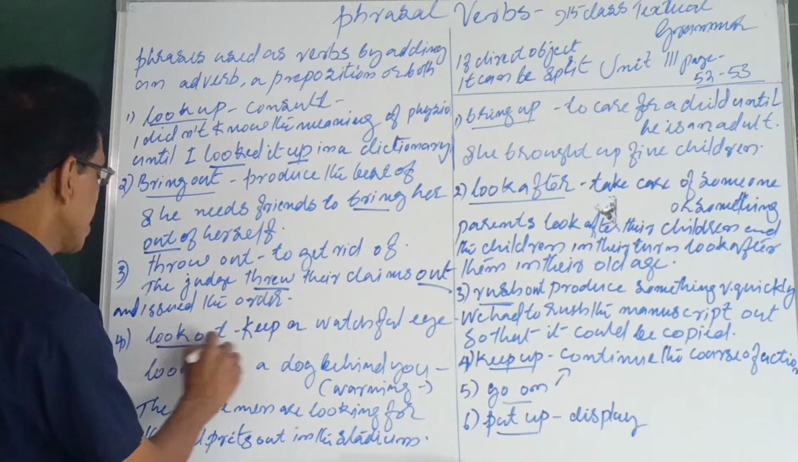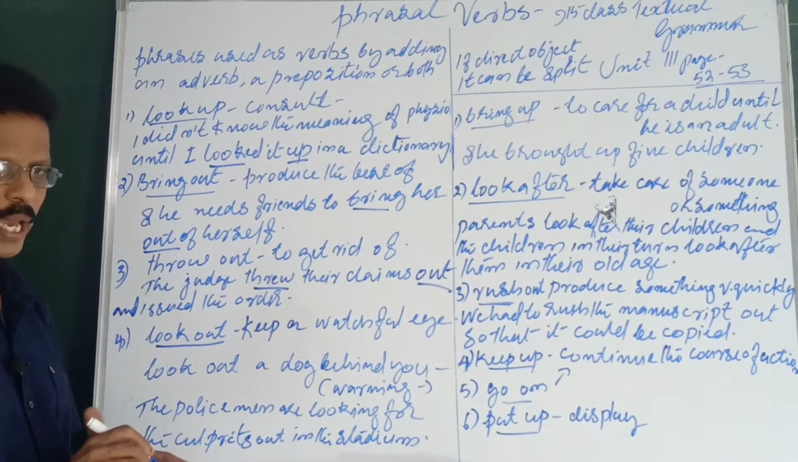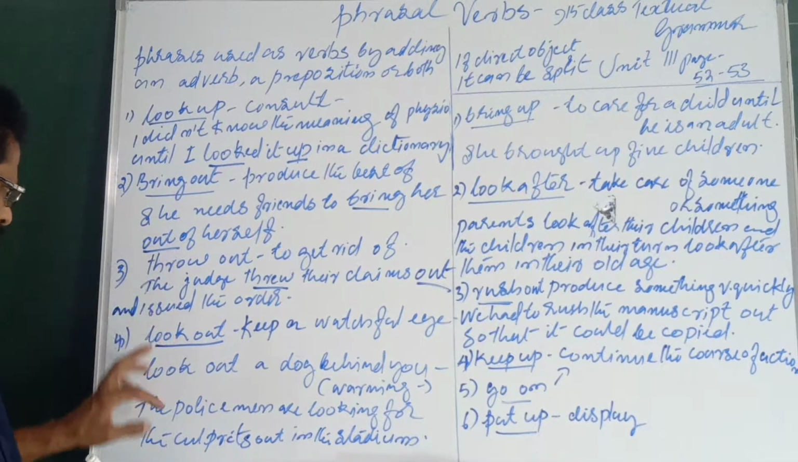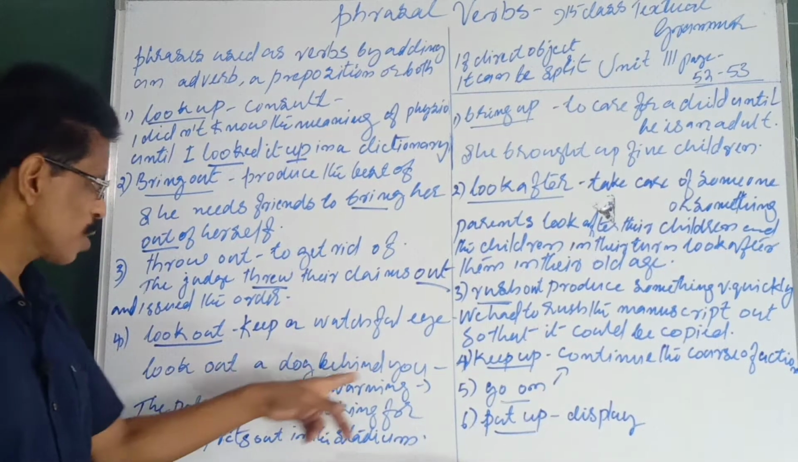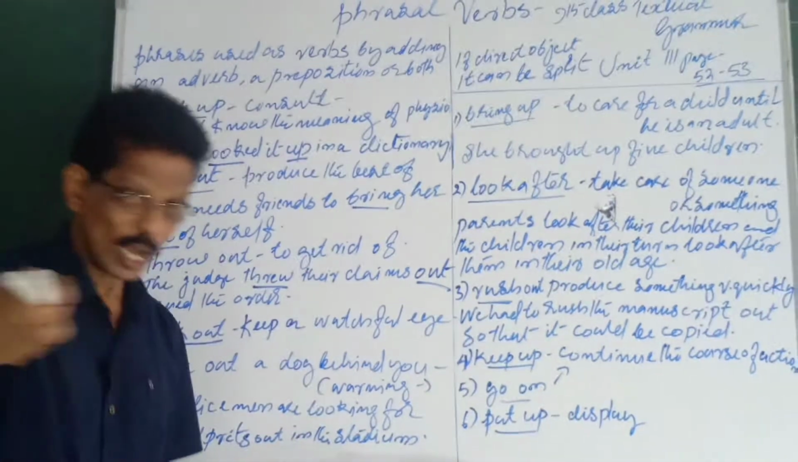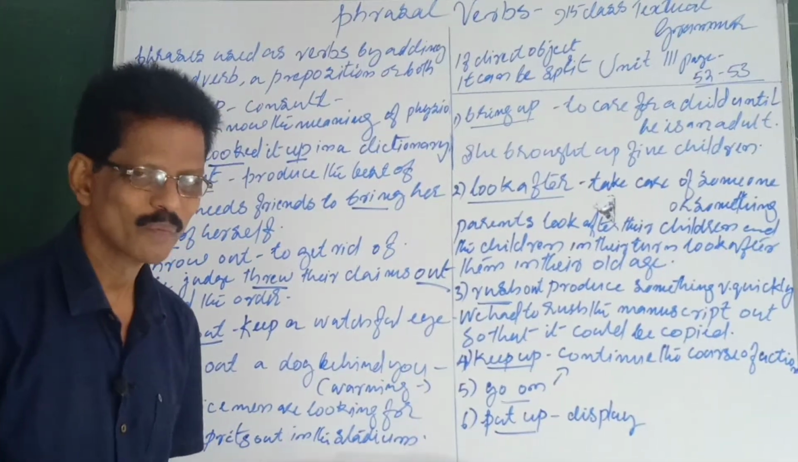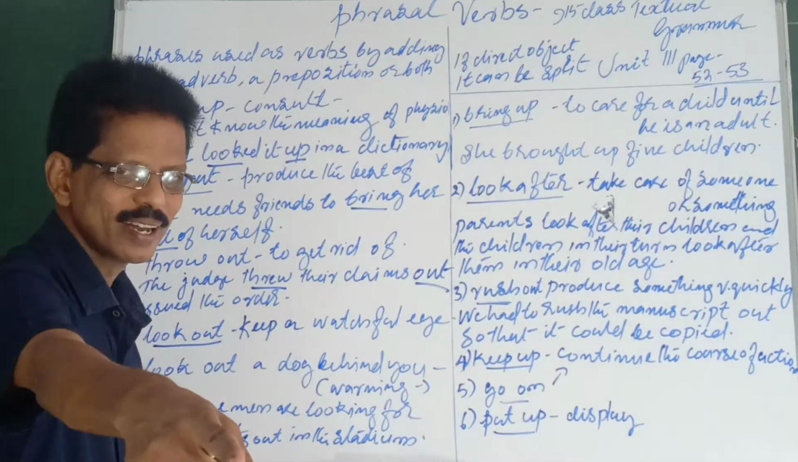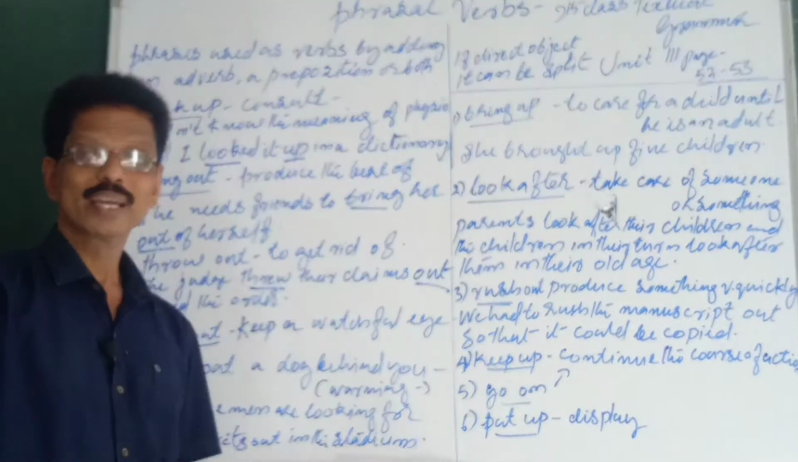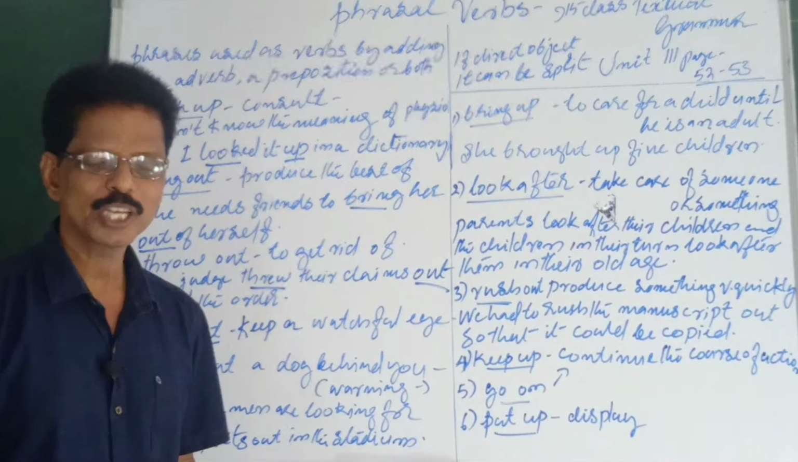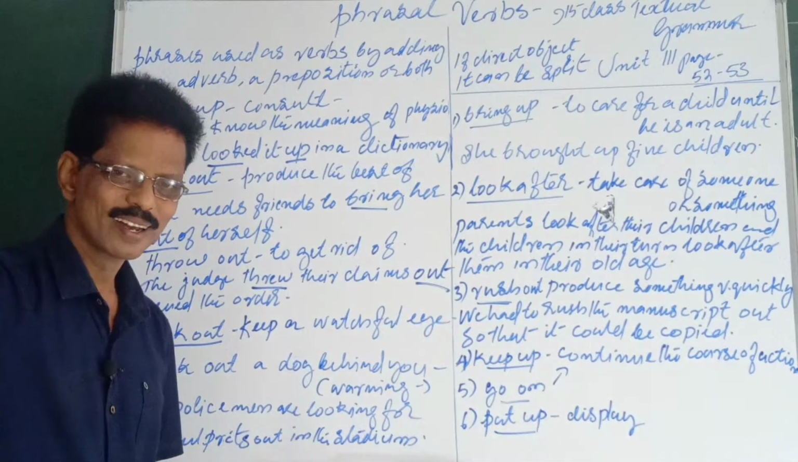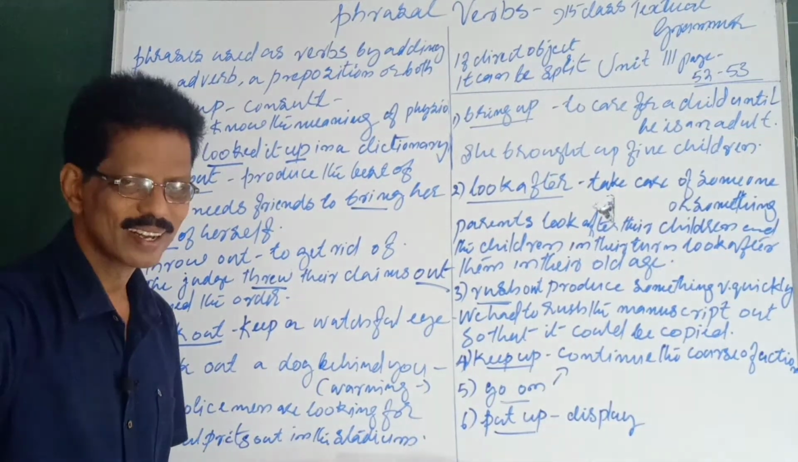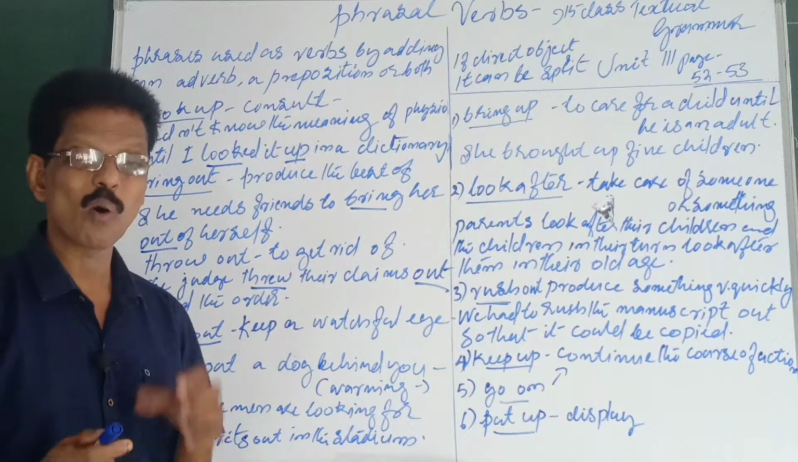Next question, look out. Keep a watchful eye. Generally it is used together. For example, look out, a dog behind you. A warning. Your friend has a dog behind him, and you warn him. Look out, a car is coming. Generally it is used for warning. Look out, someone is attacking you. Someone is coming, running towards you. Look out. It is generally meant for giving a warning.